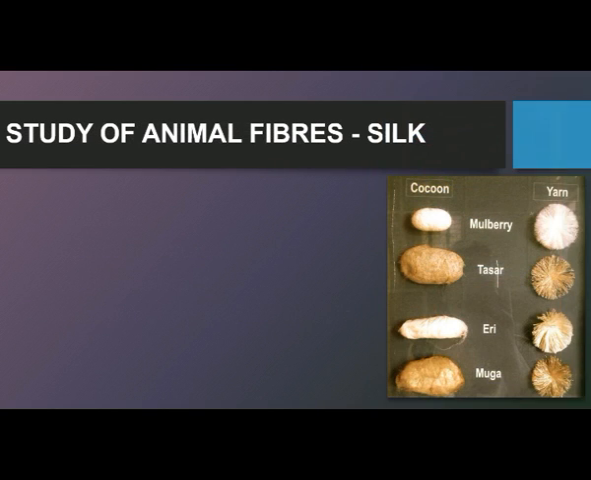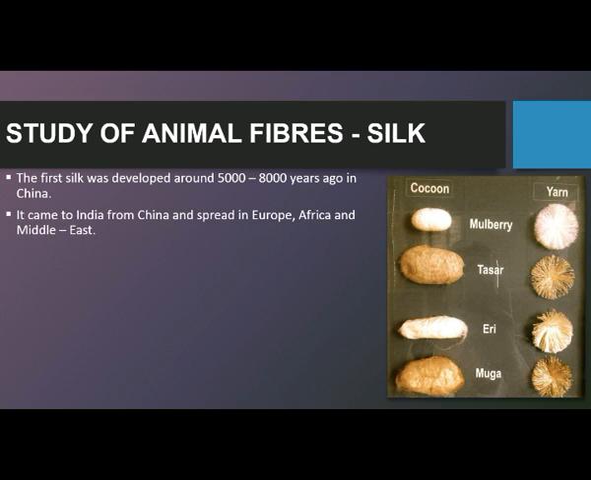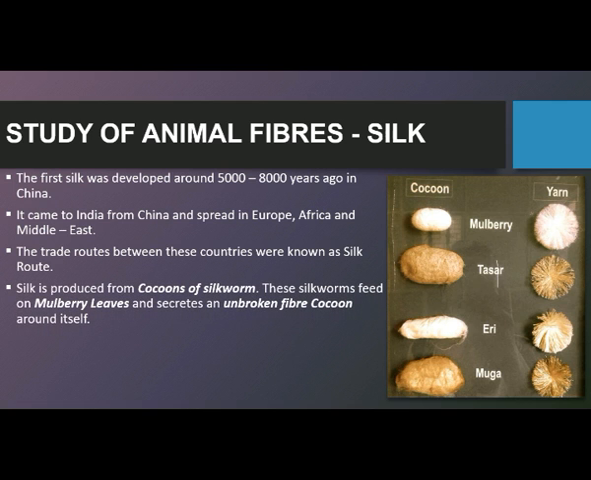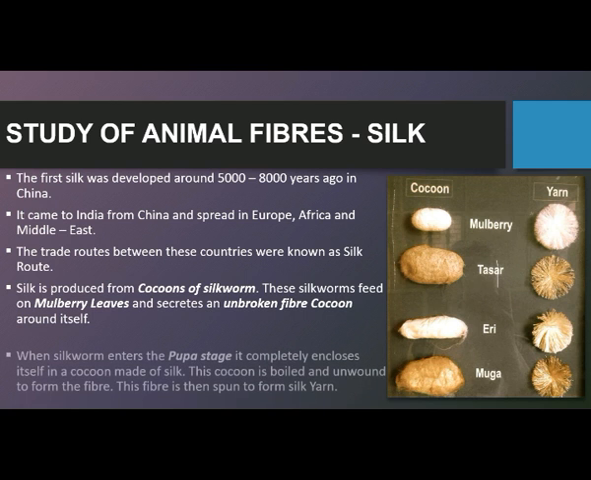The next animal fiber is silk, which is quite expensive and quite common and is quite an old fiber even. The first silk was developed around 5000 to 8000 years ago in China. It came to India from China and spread in Europe, Africa, and Middle East. The trade routes between these countries were known as Silk Route. Silk is produced from the cocoon of the silkworm. These silkworms feed on mulberry leaves and secrete an unbroken fiber cocoon around themselves.